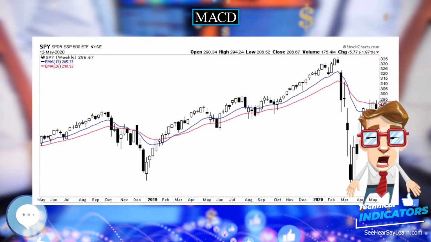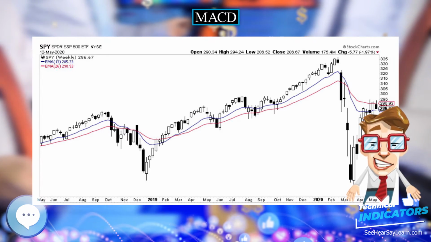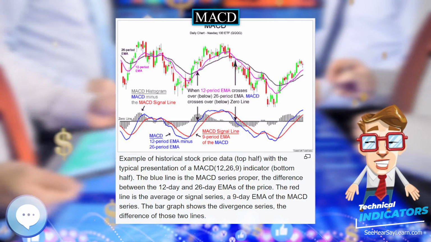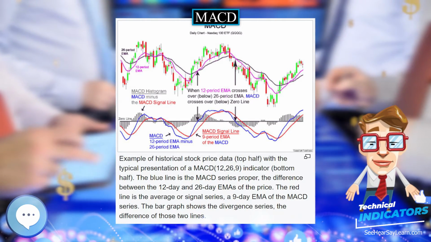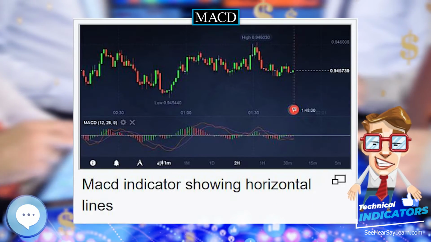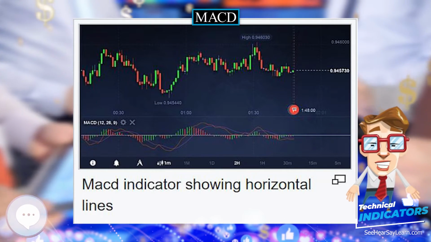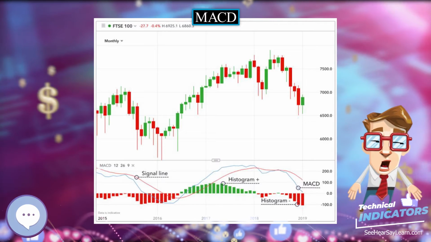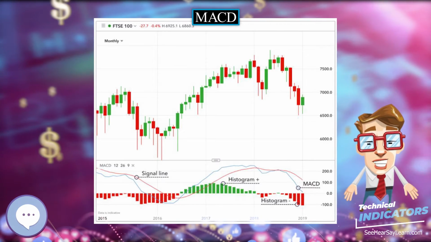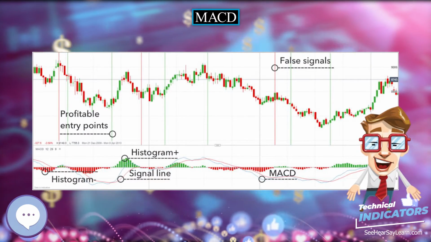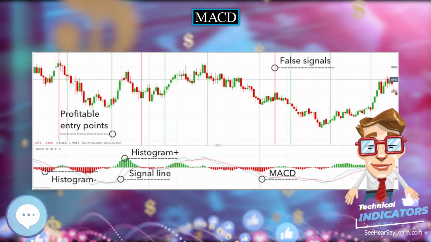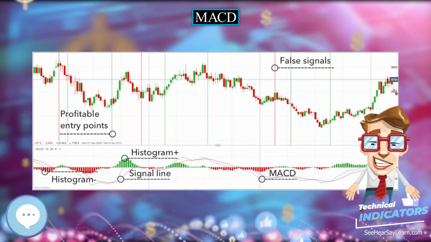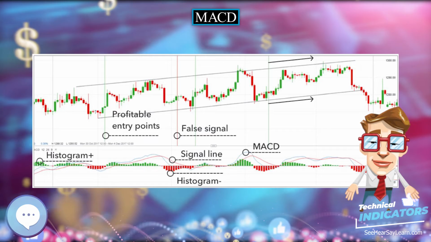Histogram. 1. Gerald Appel referred to bar graph plots of the basic MACD time series as histogram. In Appel's histogram, the height of the bar corresponds to the MACD value for a particular point in time. 2. The difference between the MACD and its signal line is often plotted as a bar chart and called a histogram. In practice, definition number 2 above is often preferred.